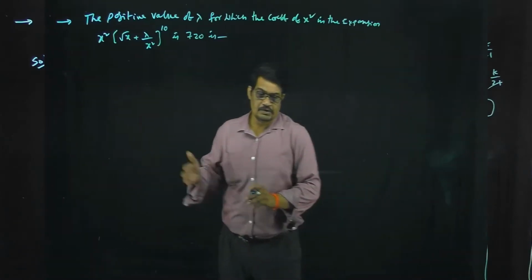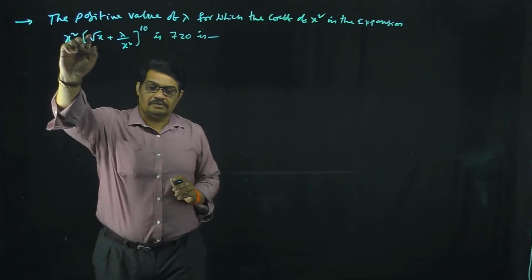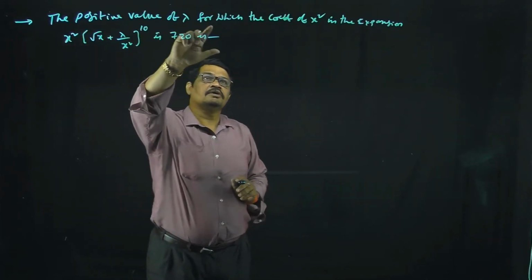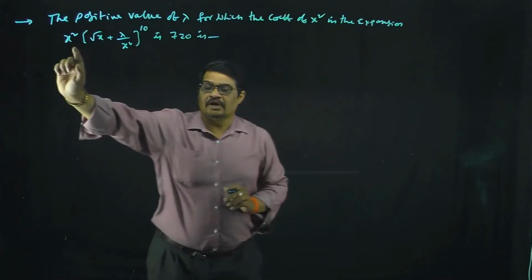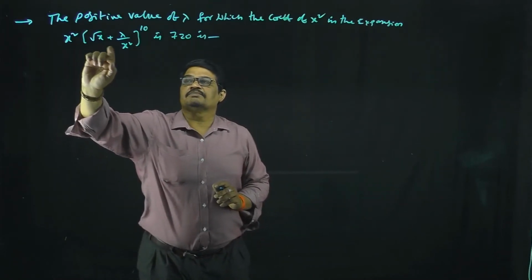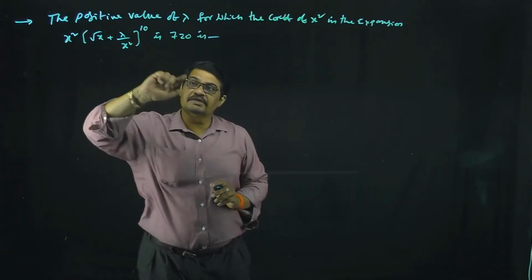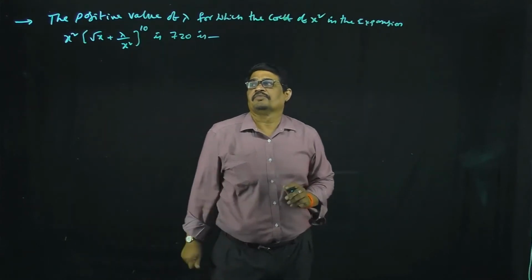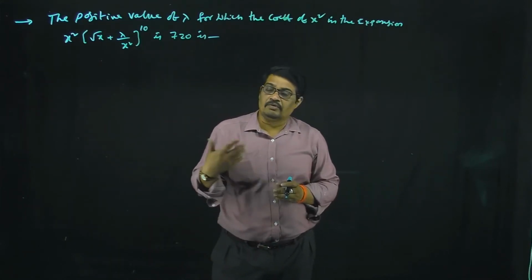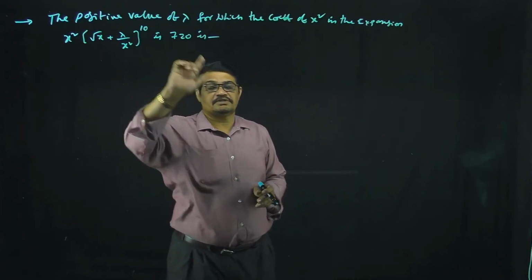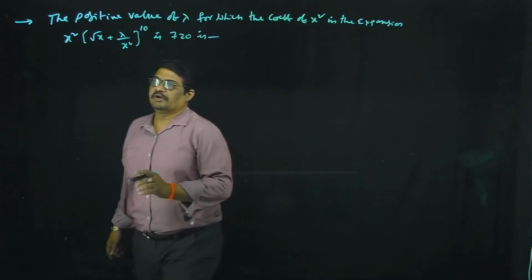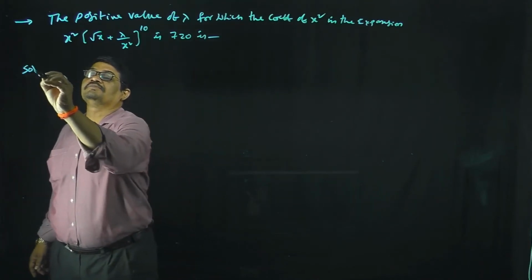Okay, see the problem: the positive value of lambda for which the coefficient of x square in the expansion of x square into root x plus lambda by x square whole power 10 is given as 720. So now we have to find the value of lambda. Here the coefficient of x square in this expansion is given as 720. Now we are seeing the solution.